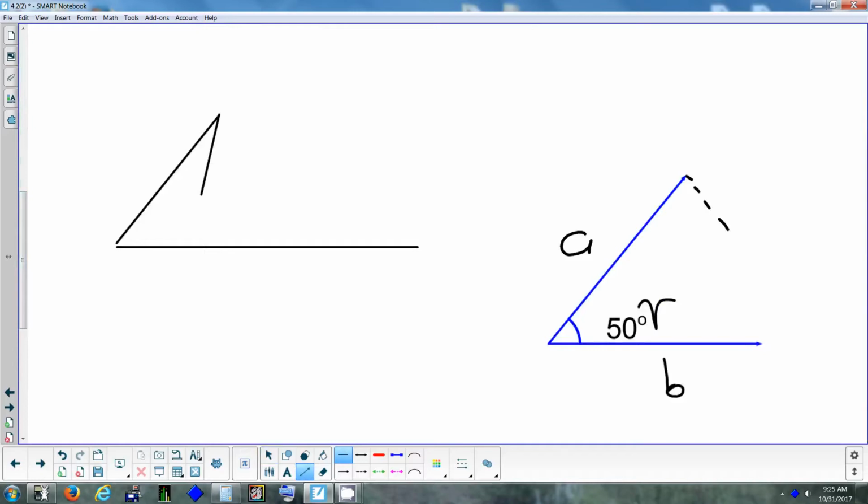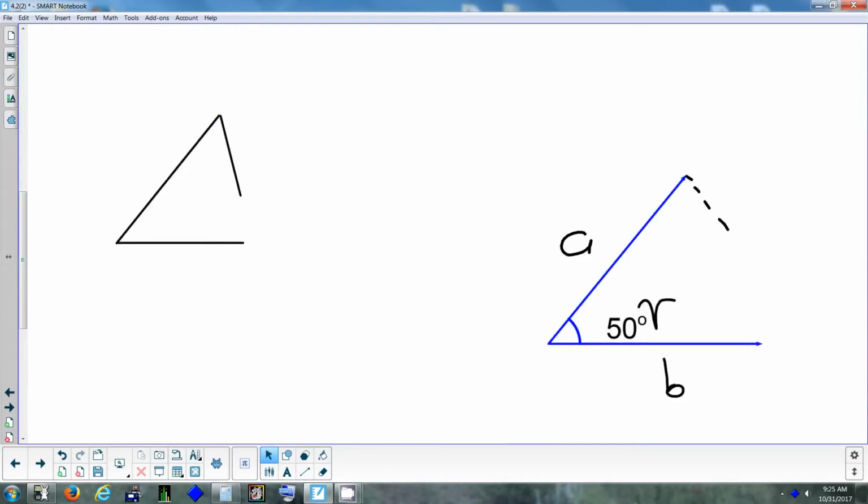Okay, so make B any length you want. Is C ever going to connect to side B? No. No matter how you turn it, and you can make that shorter, but it's never going to connect. Okay, that's why it's no solution.